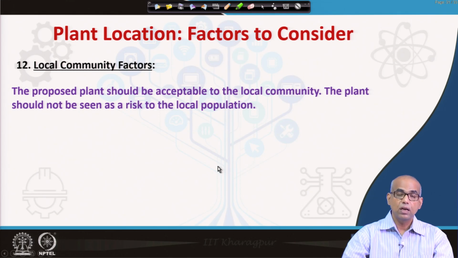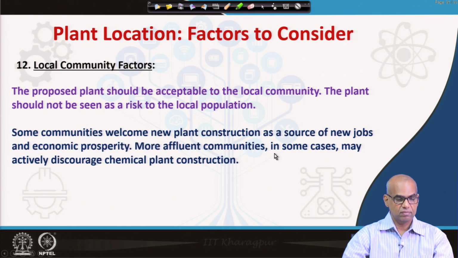Finally, we consider local community factors. The proposed plant should be acceptable to the local community. The plant should not be seen as a risk to the local population. Some communities welcome new plant construction as a source of new job opportunity and economic prosperity. However, sometimes more affluent communities may actively discourage chemical plant construction because they can see it as hazard to the community.